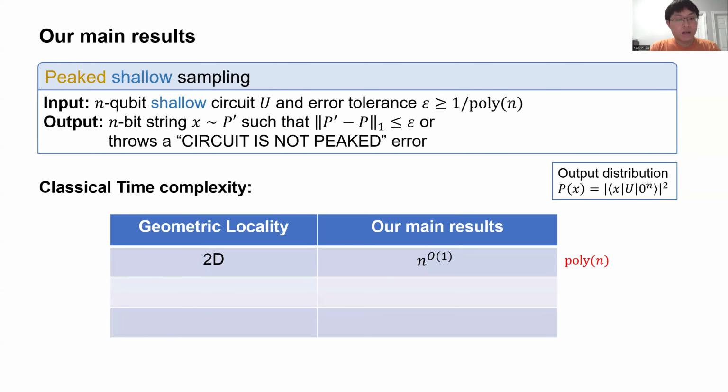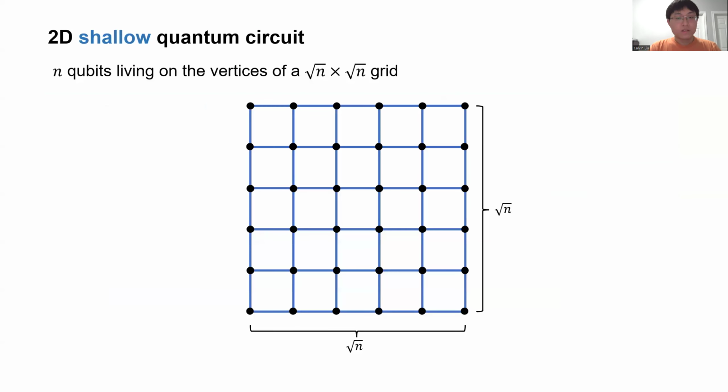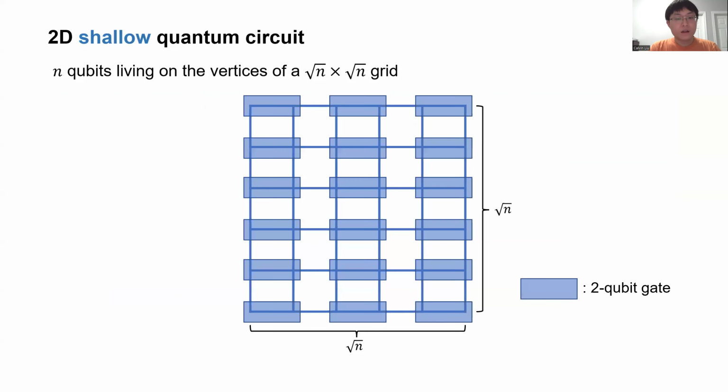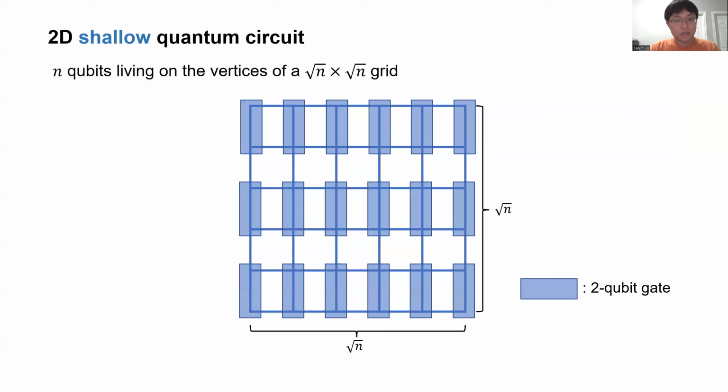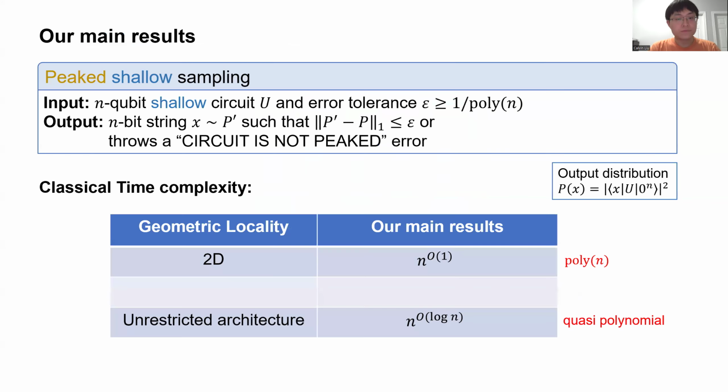The runtimes of our algorithms depend on the geometric locality of the input circuit. For 2D peaked shallow circuits, we give a polynomial time algorithm. In a 2D quantum circuit, we have n qubits living on the vertices of a root n by root n grid. 2-qubit gates can only be applied to neighboring qubits either horizontally or vertically, like this.